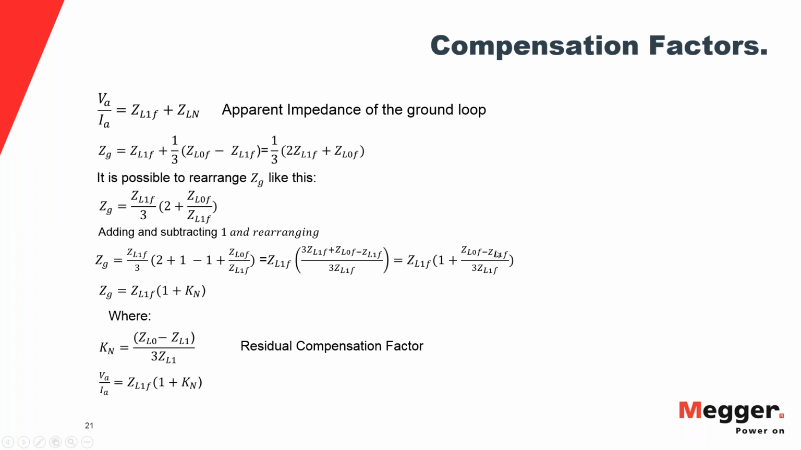And this term here, those of you who have already done some testing on protection, on distance protection, you will recognize this term as the residual compensation factor, Kn. And now we can use this Kn in this equation, and we can say that VA divided by IA equals the positive sequence impedance to the fault times 1 plus this compensation factor. And this allows us to calculate the positive sequence impedance to the fault by simply dividing the voltage and the current and applying this compensation factor.